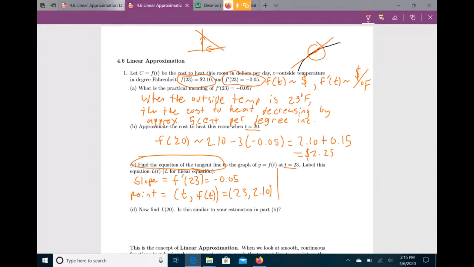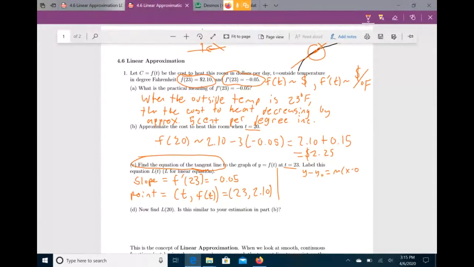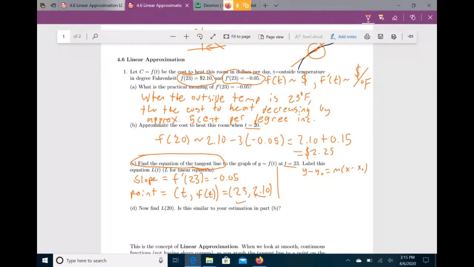Okay, so now the equation of a line, y minus y naught equals m times x minus x naught. This is point slope form. We just plug these things in: 2.10 for y naught, 23 for x naught, and negative 0.05 for the slope. So you get y minus 2.10 equals negative 0.05. And then really it should be t, since this is a function of time. So t minus 23.